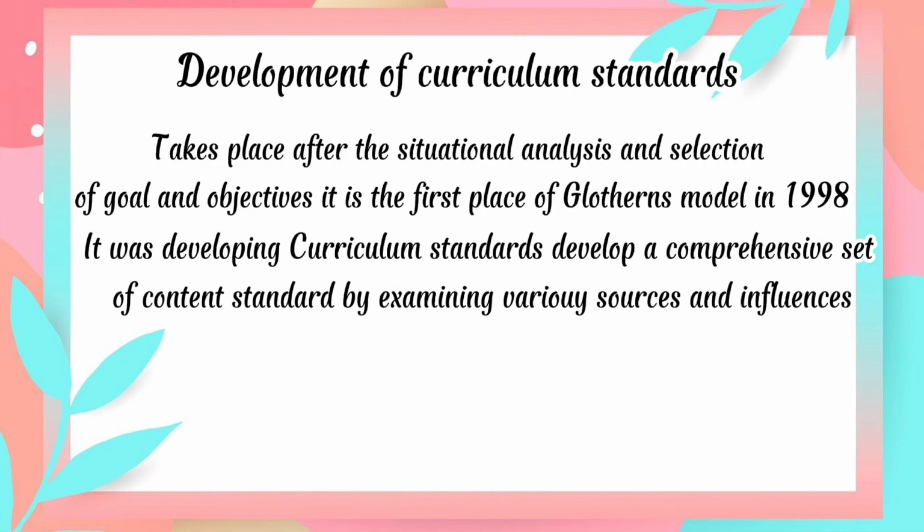The third under the processes of Pawelin's model is the development of curriculum standards. These take place after the situational analysis and selections of goals and objectives. It is the first phase of Glotern's model in 1998. It was developing curriculum standards, developing a comprehensive set of content standards by examining various curriculum sources and influences.